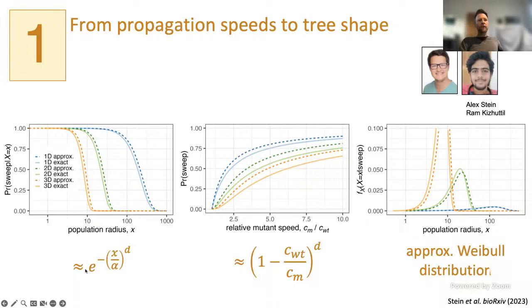And so you get these nice results that for these different curves here showing different properties, the most important one being in the middle, which gives you the probability of a sweep versus the ratio between these two speed parameters, cm and cwt. So this is how much faster the mutant is growing versus the wild type. And what you find is that you can approximate the probability of a sweep with this simple expression, 1 minus cwt divided by cm, all to the power of the spatial dimension, which is a result we thought was rather elegant.